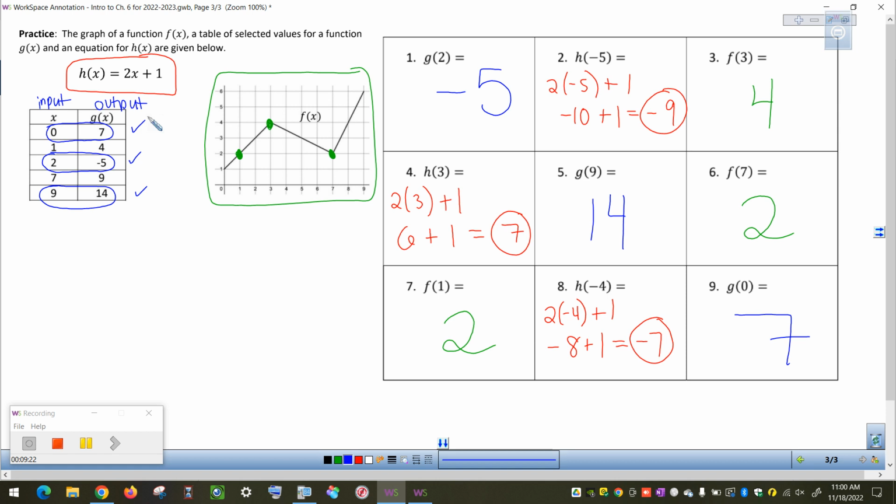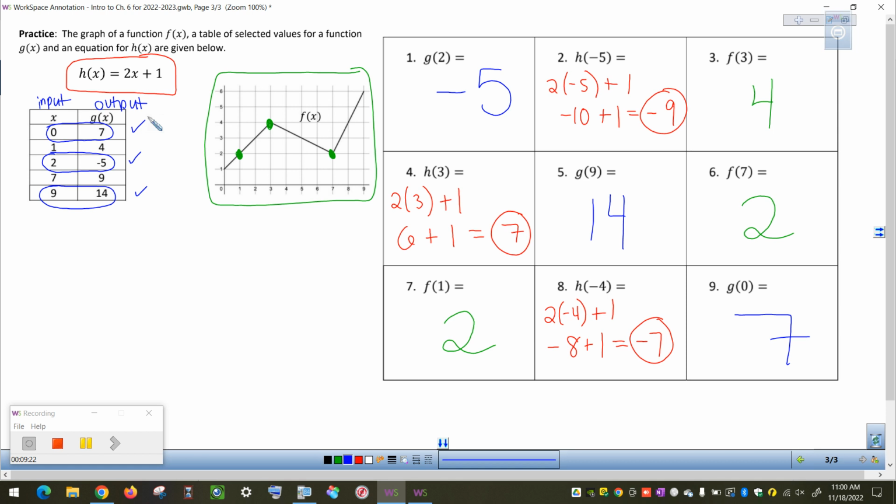Let's look at the red questions here. The red ones are all the h questions, and that was using the function 2x plus 1. Here we're just plugging in the number that they gave us in parentheses. We're plugging that in for x, and then using order of operations to simplify that down. And I circled the final answer that we should have gotten for each of those different inputs.